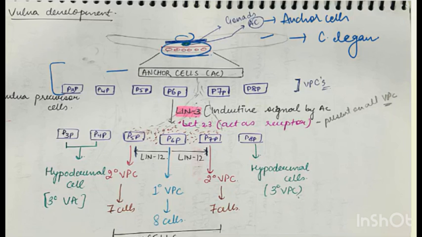These are anchor cells and these are the various vulval precursor cells. 6 vulval precursor cells are there. That is VPCs. What is the name of each of these? So we define them as P3P up till P8P. So P3P, 4P, 5, 6, 7 and 8. 6 of the vulval precursor cells are there. Only 6 of them participate in the same, right?